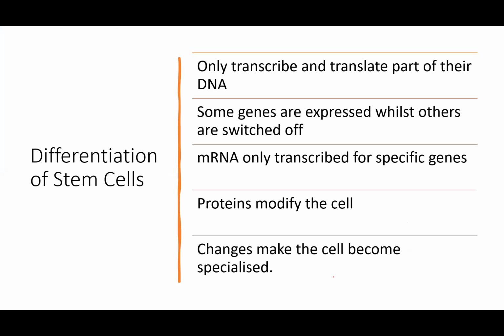So stem cells differentiate to become a specialized cell. And they do this because different genes are expressed. So we've spoken about gene expression, genes being switched on, genes being switched off. And stem cells become specialized because during their development, they only transcribe and translate part of their DNA. So they obviously hold all the DNA possible to become every single type of cell inside the human body. And then they only transcribe and translate part of that DNA.